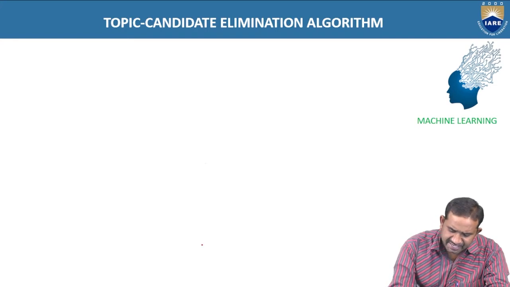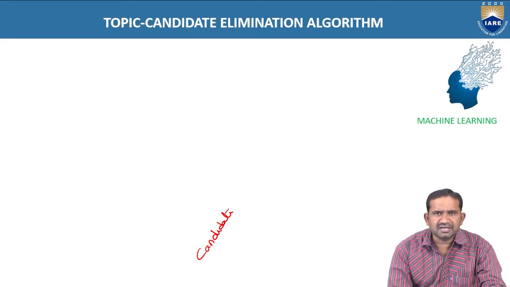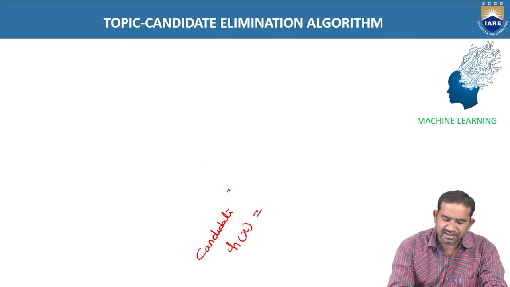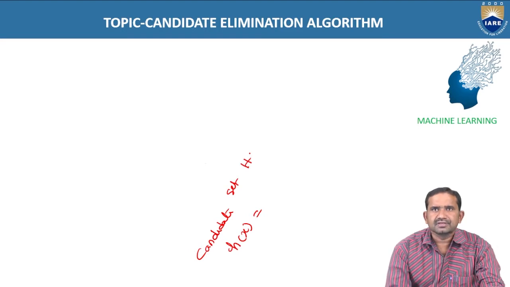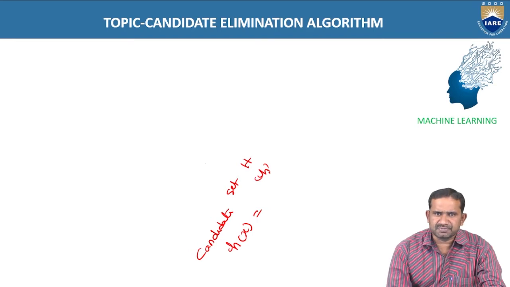Candidate elimination means we fix some hypothesis. If that hypothesis does not satisfy the condition, that is, it is not consistent, then we can simply eliminate it from the hypothesis set. We take some set of hypotheses, H, which is a subset of the main hypothesis space.